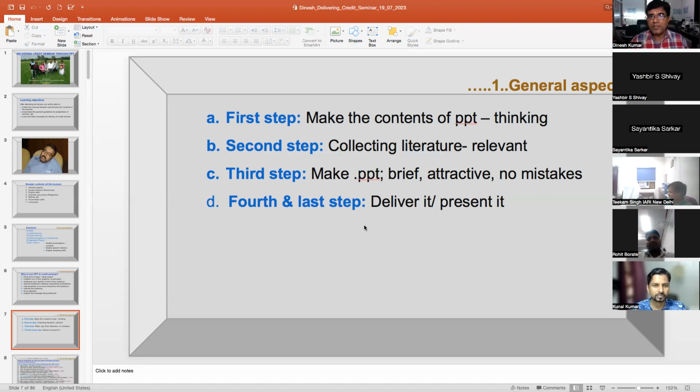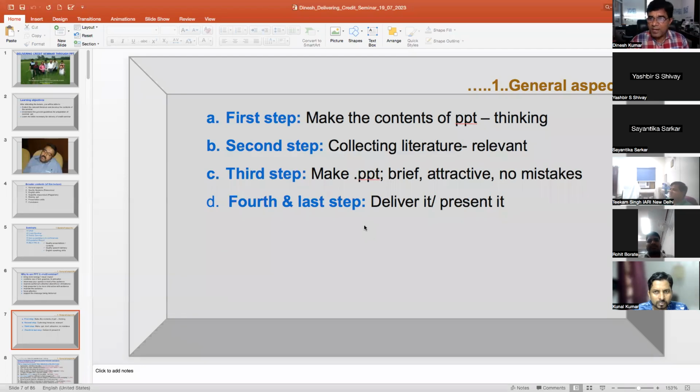The second step is, once you have decided that these are my contents, these are my subjects, these are my keywords, then I can collect the information, I can collect the literature on those aspects. And then the third step is, based upon this collected literature, I can convert literature in the form of graph, in the form of table. I can get a table directly also, and then make a presentation or make a PowerPoint.